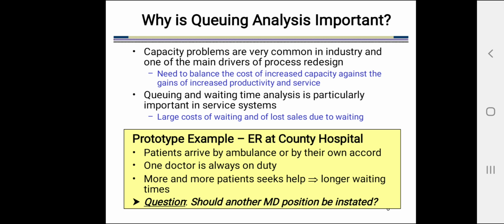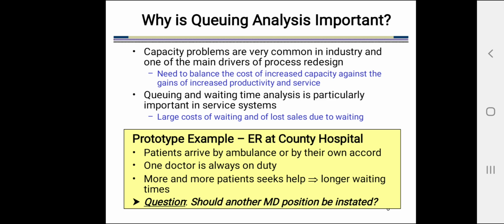and this should be balanced with your earning, your increased production. Queuing and waiting time analysis is particularly important in service systems. The large cost of waiting and of lost sales due to waiting is considered while designing a new system or increasing capacity. If you take an example of a county hospital, any hospital, you come to know that the patients arrive by ambulance or on their own.